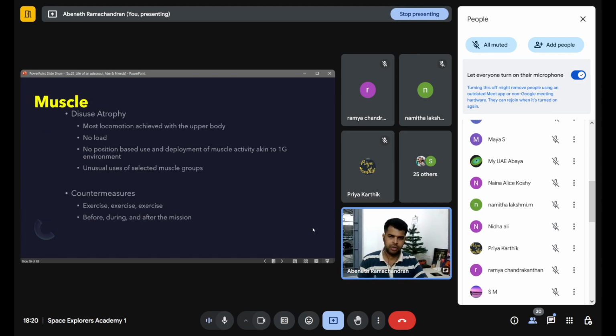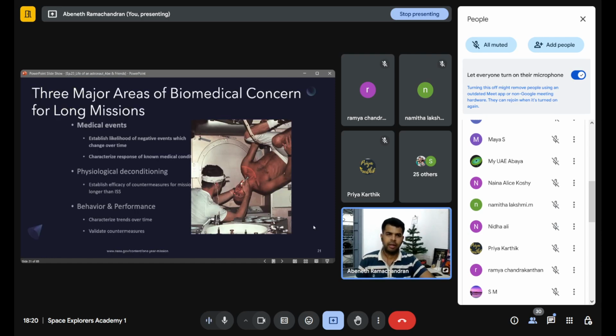So muscle atrophy, a lot of bone loss, everything can happen in space. So you have to build your muscle system and bone system to a large extent so that they can perform actions once they come back to earth.